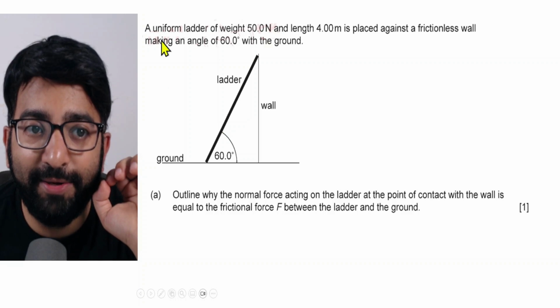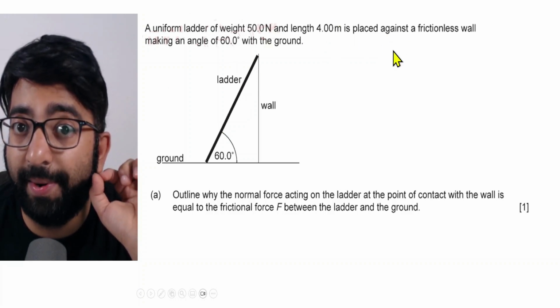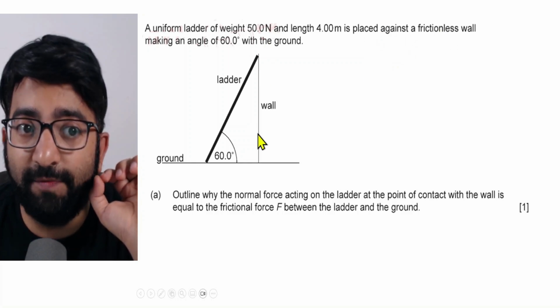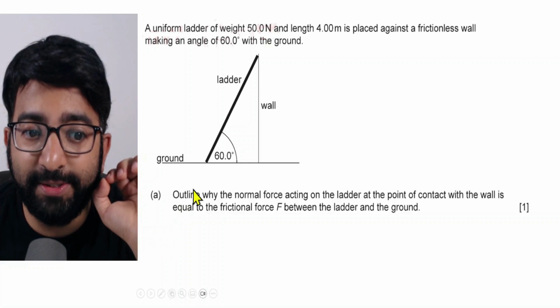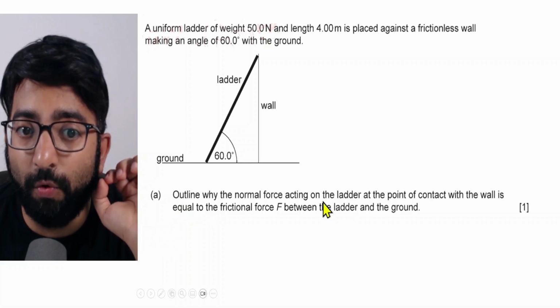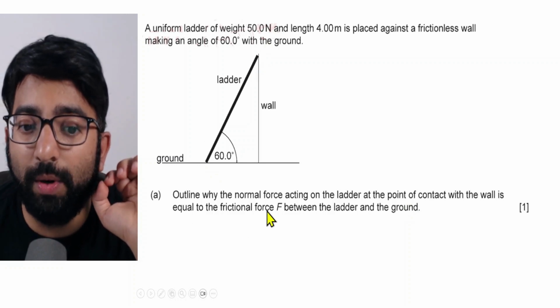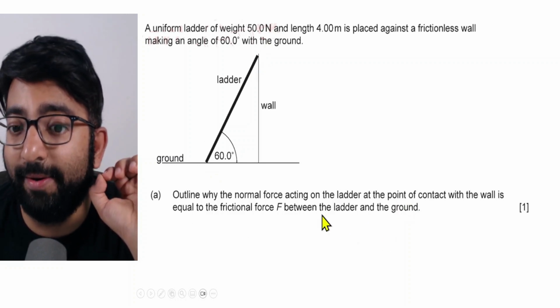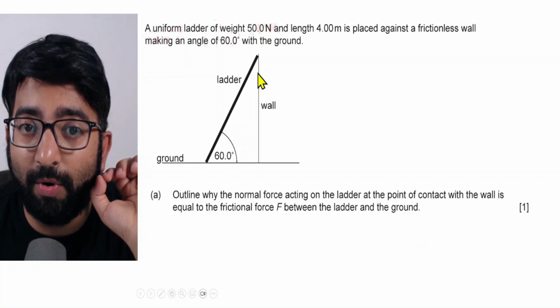The question is, a uniform ladder whose weight is 50 newtons and the length is 4 meters is placed against a frictionless wall, making an angle of 60 degrees with the ground. In part A, it states outline why the normal force acting on the ladder at the point of contact with the wall is equal to the frictional force between the ladder and the ground. Step 1, like always, is to draw the free body diagram of the ladder.